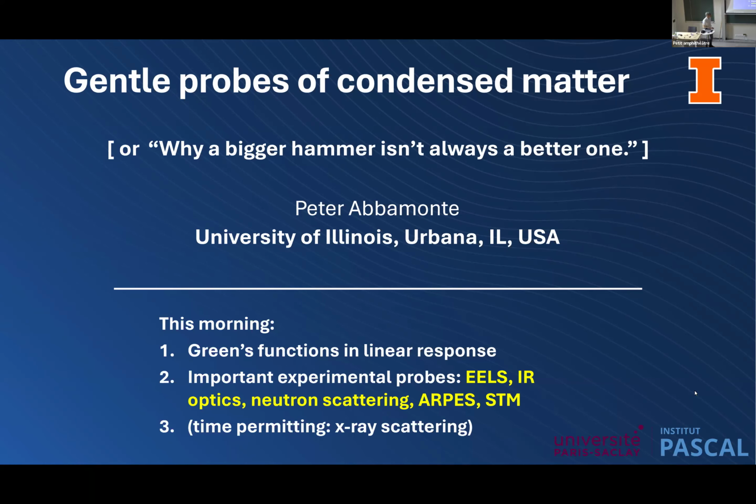So what I'm going to do is start by talking about just what are the relevant Green's functions in materials, just from a beginning standpoint. There's some experts in the room. I'm sure they'll correct me if I say anything wrong.